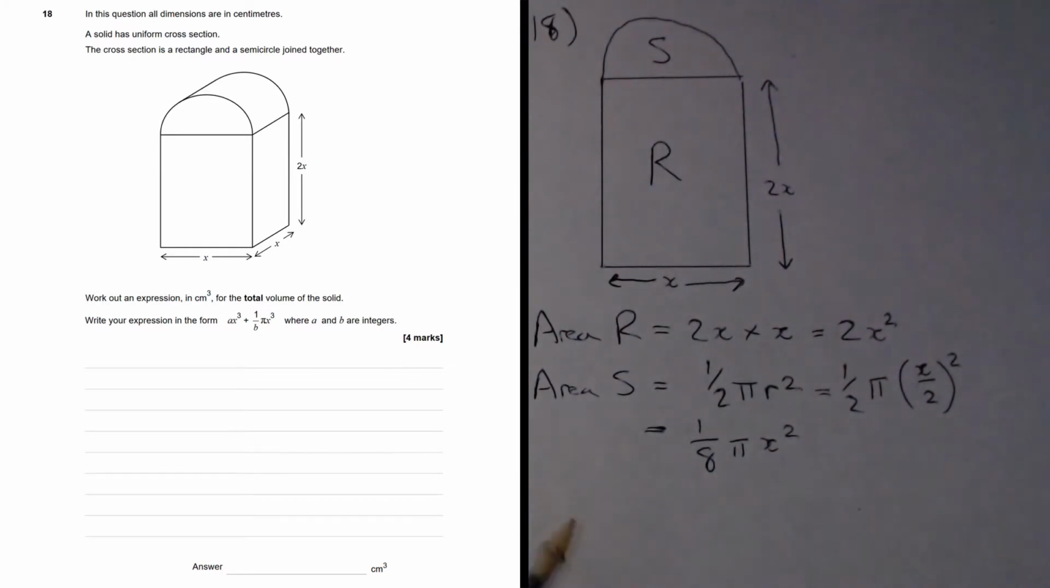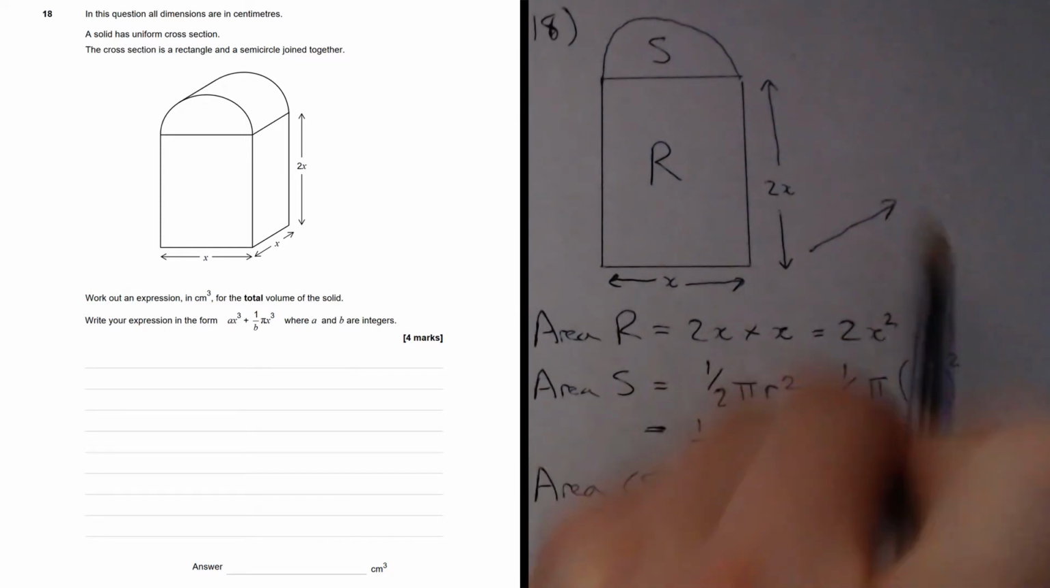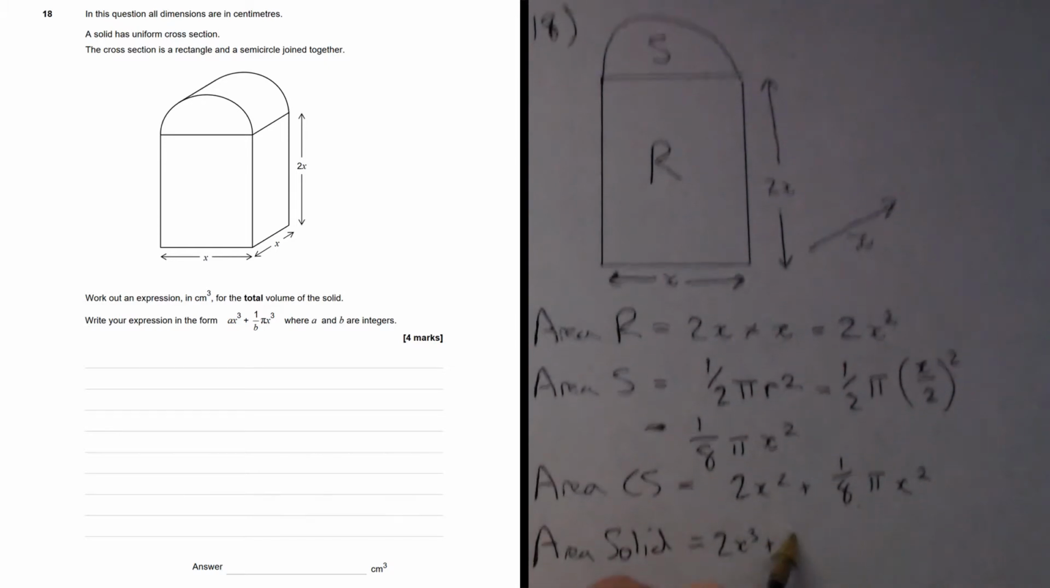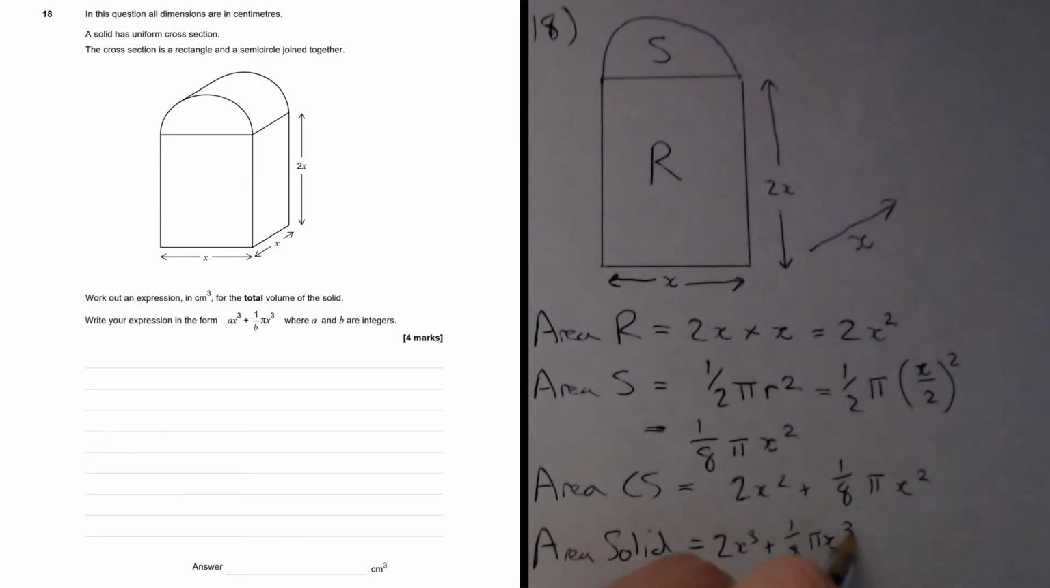So the area of the cross-section is going to equal that plus that. So in other words, we're going to get 2x squared plus 1 over 8 pi x squared. But remember, this is a prism, and the length of the prism, or its thickness, is x. So the volume of the solid is going to be that expression all multiplied by x. In other words, 2x cubed plus 1 over 8 pi x cubed.